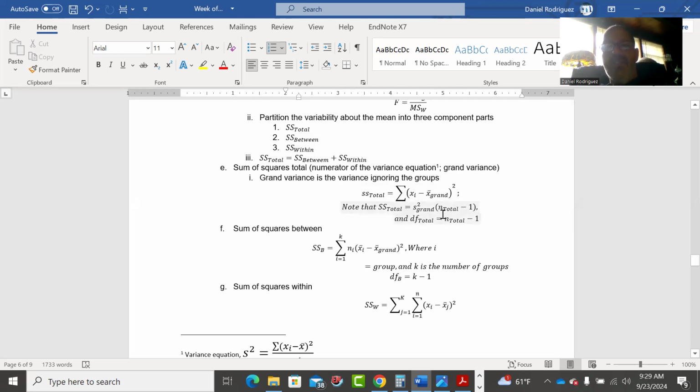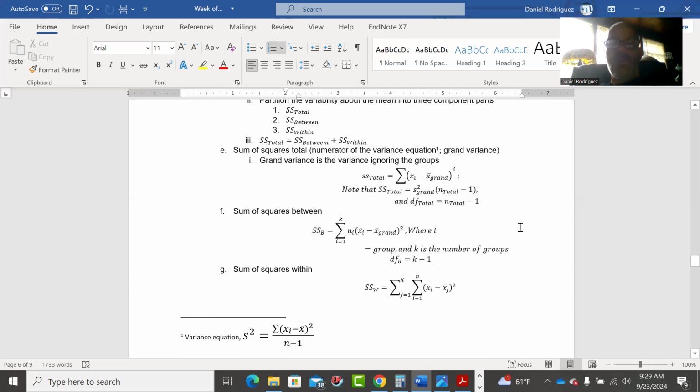I multiply each side by the denominator of the variance equation. So if you're not remembering that, you need to go back and look at the variance equation. I'm sure I show it in the book. So I multiply both sides by n minus 1, right? So what would be left is sum of squares total is equal to the grand variance times n total minus 1. So it's easy for me to calculate the sum of squares total if I have the variance.